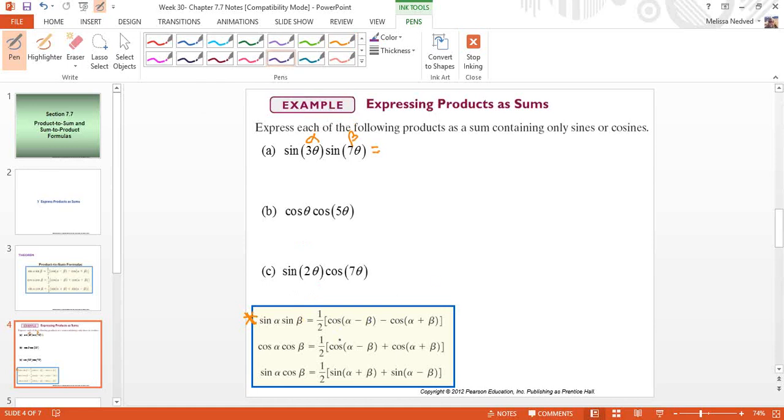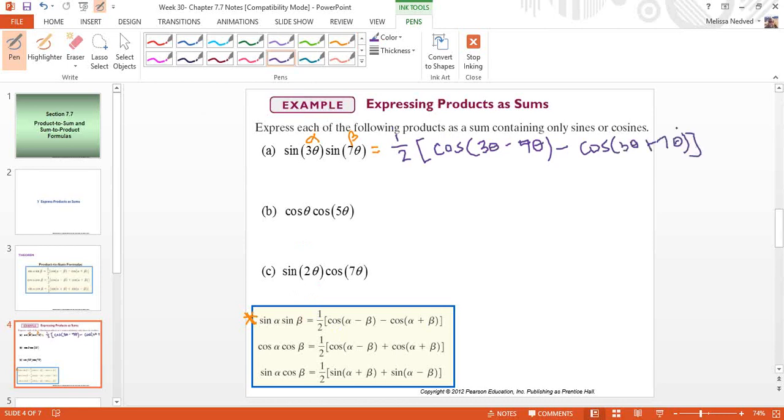Now you can see the right-hand side here is much longer. So it's unlike a lot of identities where we normally are working towards something that's a little bit easier to read. And again, we're not going to have to go as far as actually reducing this. We're just going to leave it as is. So I'm going to implement my 1/2 outside, my square bracket. Then I've got cosine alpha minus beta. Alpha is 3 theta minus beta is 7 theta. And parenthesis, minus cosine alpha plus beta, so 3 theta plus 7 theta.